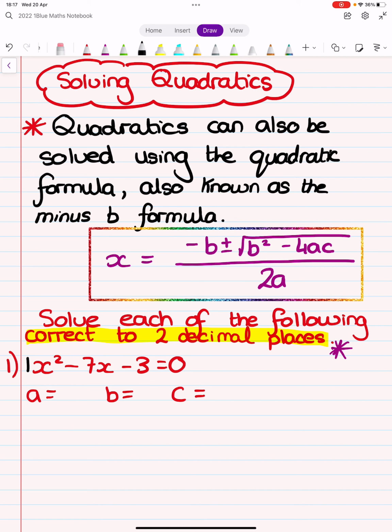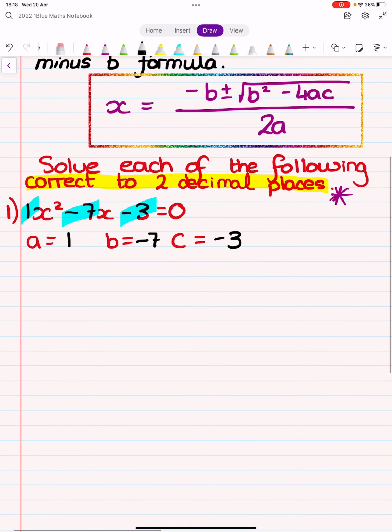So if we look at the question, the value for A is what's in front of x squared, so in our case, that is 1. The value for B is whatever's in front of x, which is minus 7, so in our case, B is minus 7. Be careful with the signs there, make sure you take the sign. And the value for C is whatever's left over, which in our case is minus 3. So C is minus 3. Now we have our A, B, and C values. We're going to sub them in to the minus b formula.